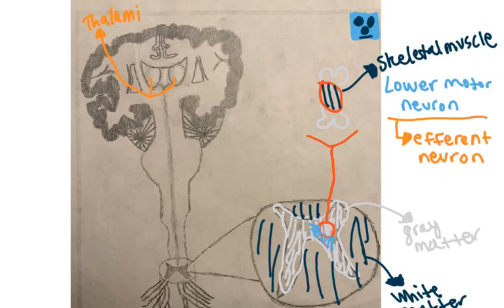Again, let's indicate the fact that our soma and dendrites are in the gray matter of the spinal cord.